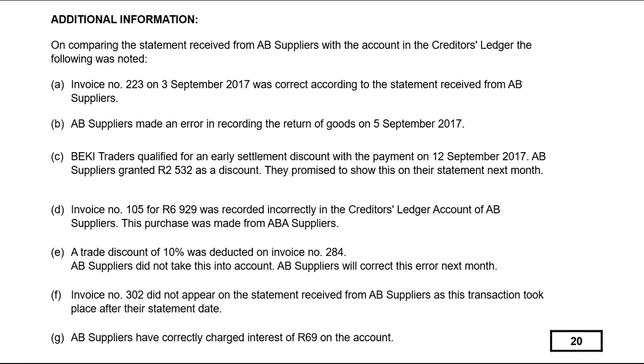B. Invoice 105 for 6,929 was recorded incorrectly in the creditors ledger account of AB suppliers. So we made a mistake. This purchase was made from other suppliers. Oh my word. So what we need to do is to go to the creditors ledger of AB suppliers and just reduce it by that 6,929.